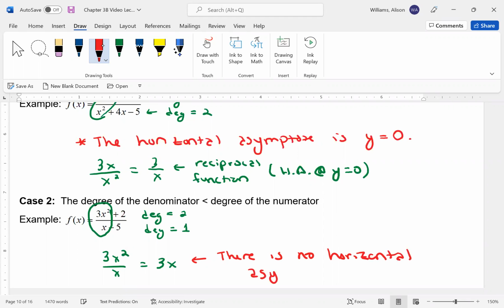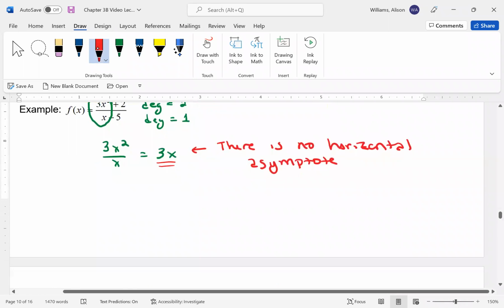Actually, there is a different type of asymptote called a slant asymptote or oblique asymptote. So it's an asymptote that's actually slanted like a line, which makes sense because we got a line here, 3x, I said that's a line. But there is no horizontal asymptote in this case. So when the degree of the denominator is smaller than the degree of the numerator, no horizontal asymptote. Okay, the last case is when they're in fact equal.